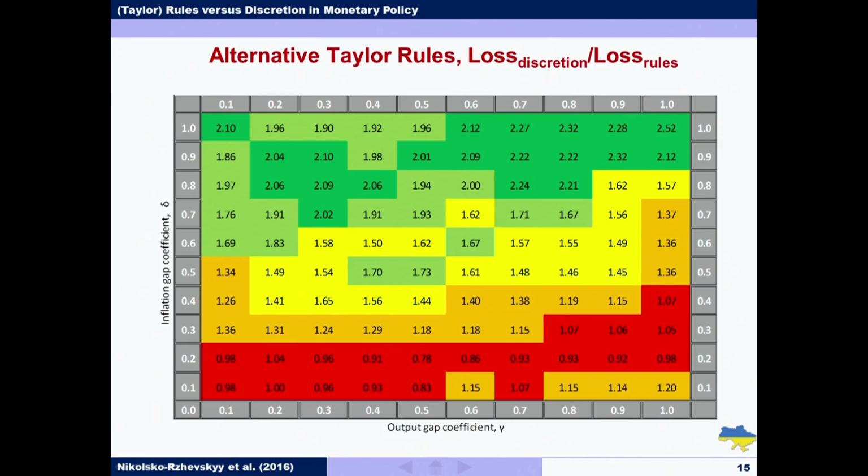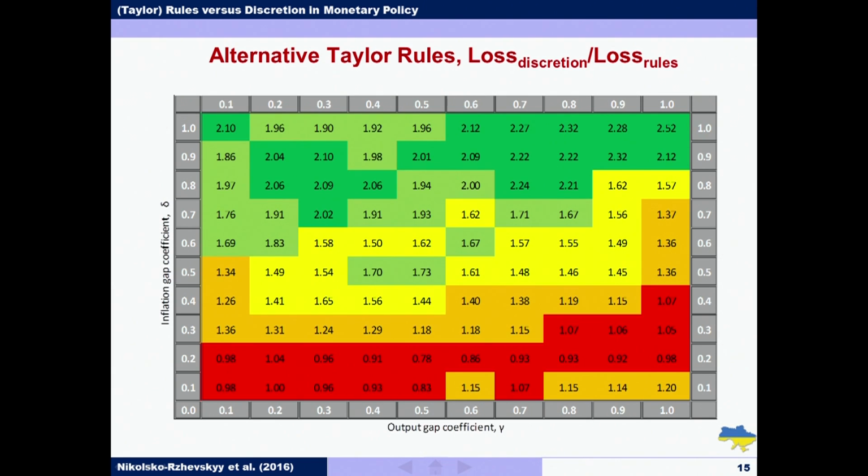This is very nice table. What you see here, every single value here is the loss during discretionary states over the loss over the rule state. The larger values here mean that the rule provides great advantages over using discretion. So green values are good, red values are bad. You can treat it as like a standard heat map.